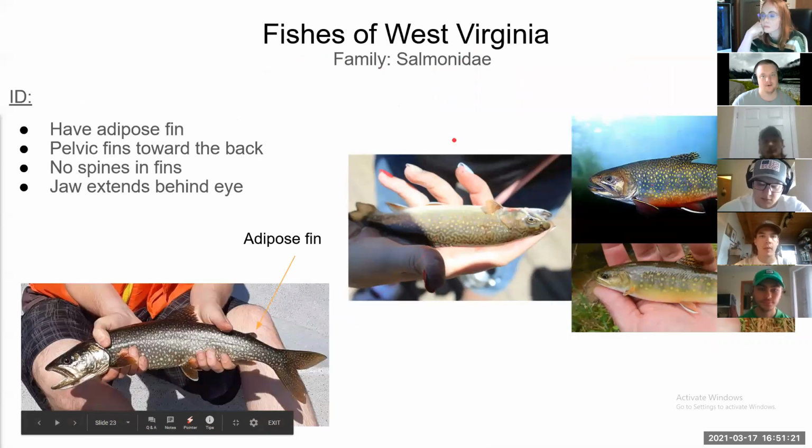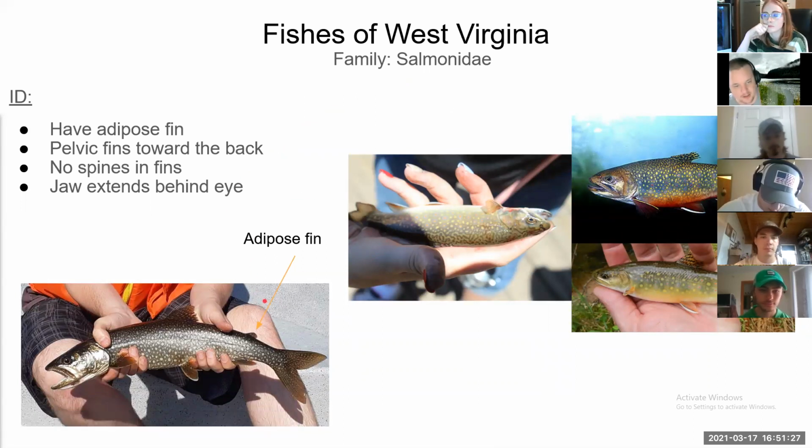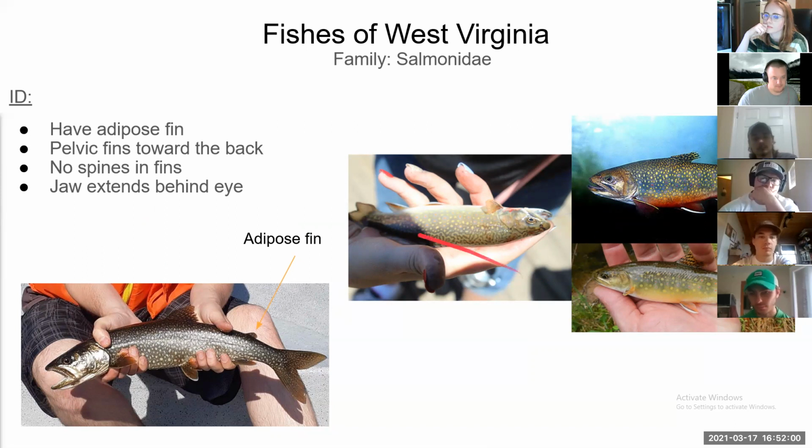The next family I want to talk about is Salmonidae. This is pretty popular, especially among anglers. The key thing here, they have these adipose fins. There are other species that do have adipose fins, but also the jaw extends past the eye. They have a single row of sharp teeth, no spines in their fins. And the pelvic fin is again in the abdominal position, so further back rather than in the thoracic position.